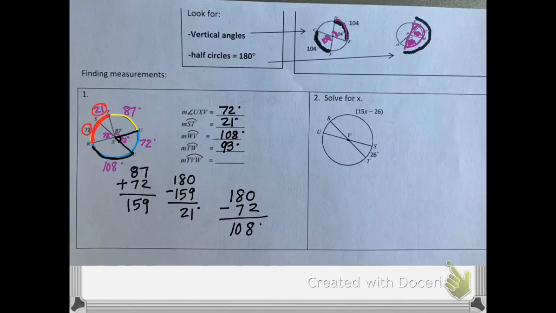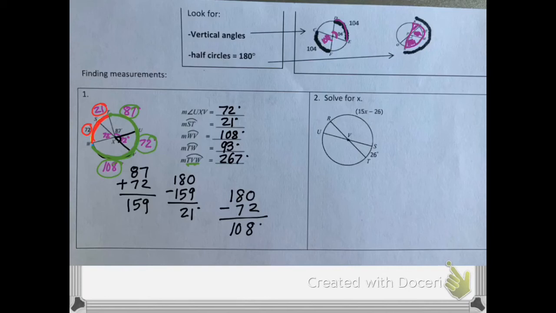Lastly, TVW. Let's highlight that first. So I have to start at T. I have to pass through V and end up at W. Starting at T, passing through V, and ending up at W. So how many arcs make up this green highlight? 3 different arcs. The 87, the 72, and the 108. So all I have to do is add 87 plus 72 plus 108, and I would get 267 degrees.